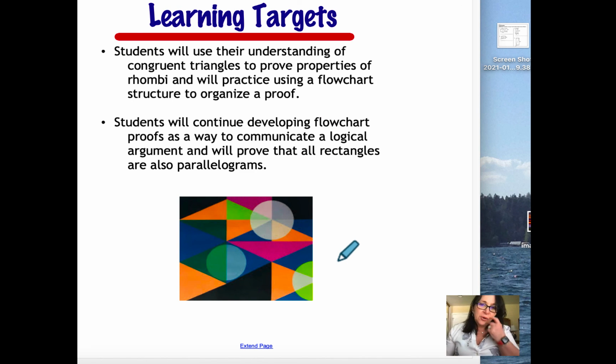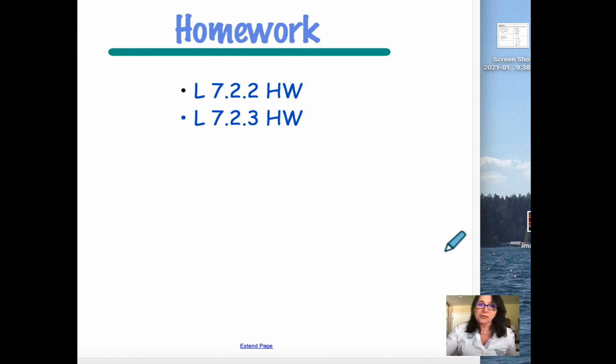So you're going to be using your understanding of congruent triangles to prove properties of rhombi and practice using a flowchart to organize a proof. You're also continuing to develop flowchart proofs as well as 2-column proofs. So your homework tonight is for 7.2.2 and 7.2.3. And if you have time, get ahead because you have a worksheet that also is going to be due, and that will help you study for your test coming up.